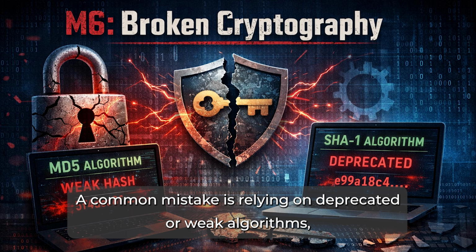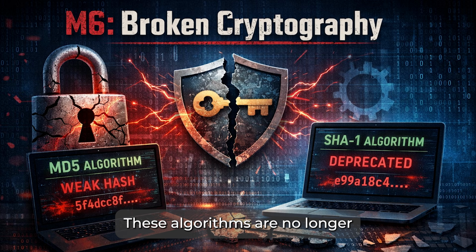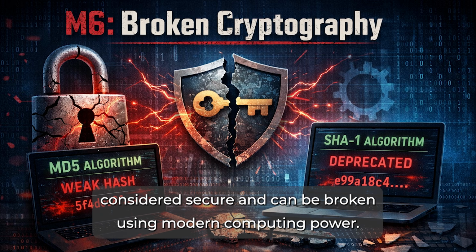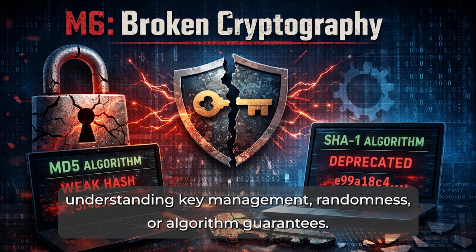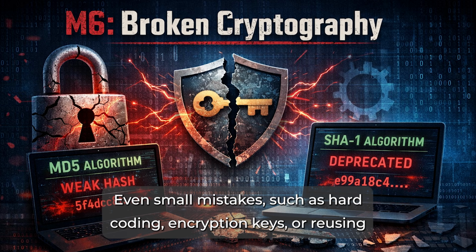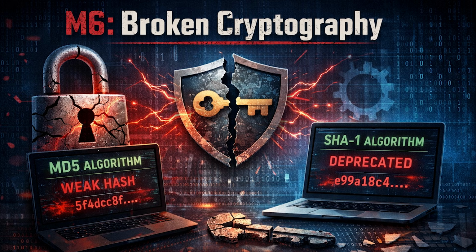A common mistake is relying on deprecated or weak algorithms, such as MD5 or SHA-1 for hashing sensitive data. These algorithms are no longer considered secure and can be broken using modern computing power. Another frequent issue is implementing custom cryptographic logic without fully understanding key management, randomness, or algorithm guarantees. Even small mistakes, such as hard-coding encryption keys or reusing initialization vectors, can completely undermine encryption.